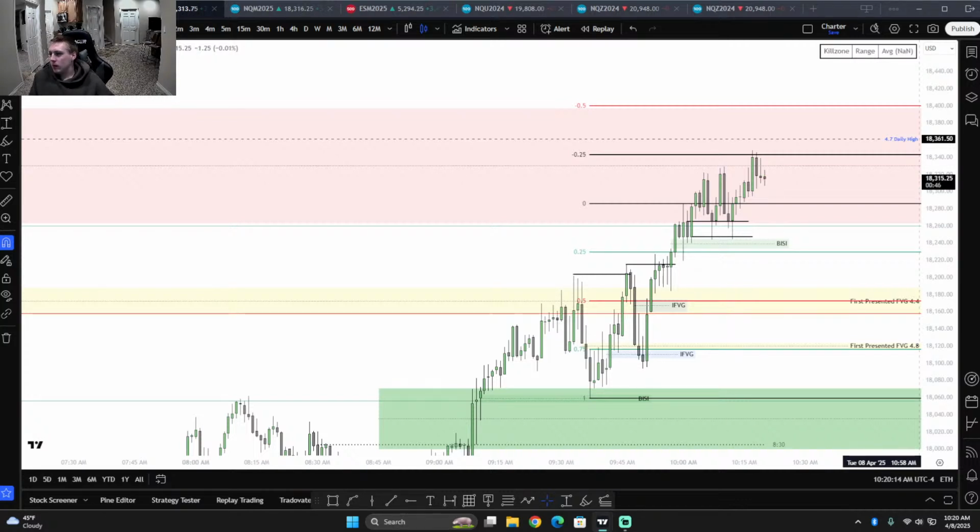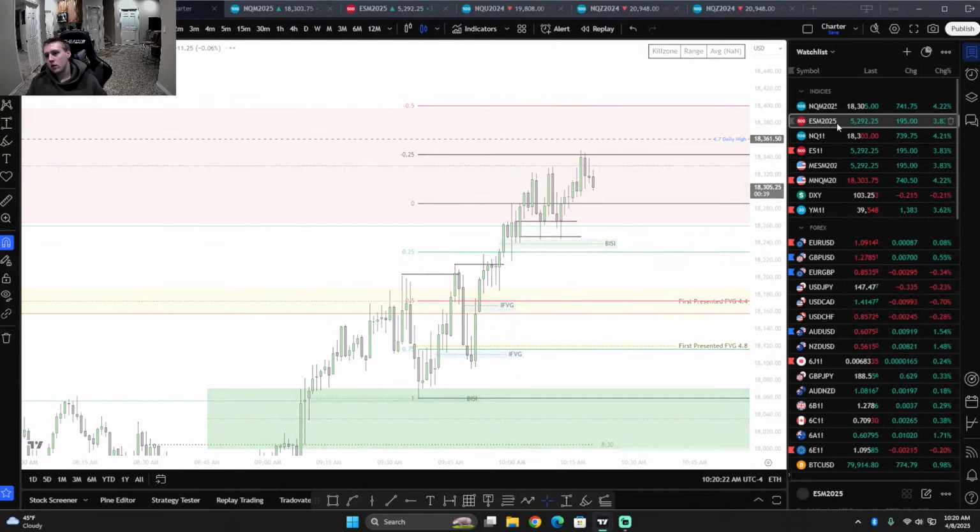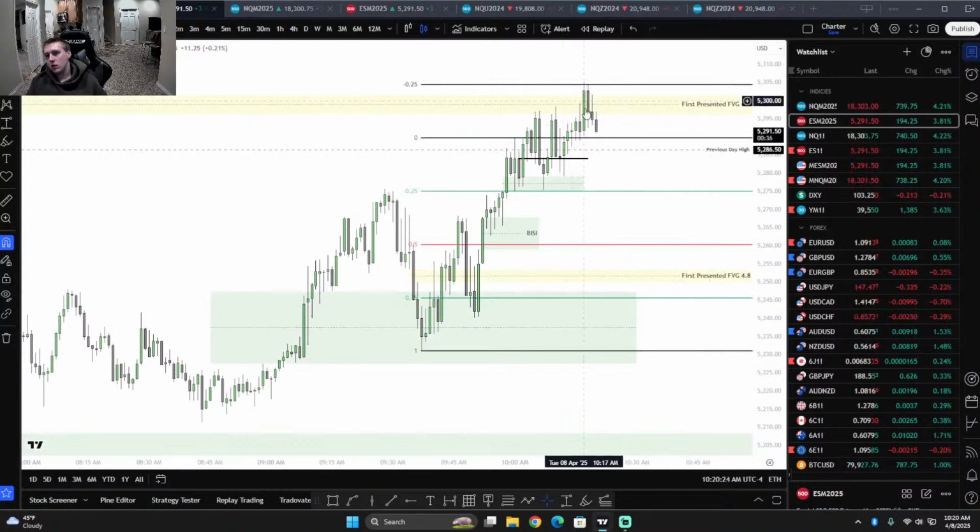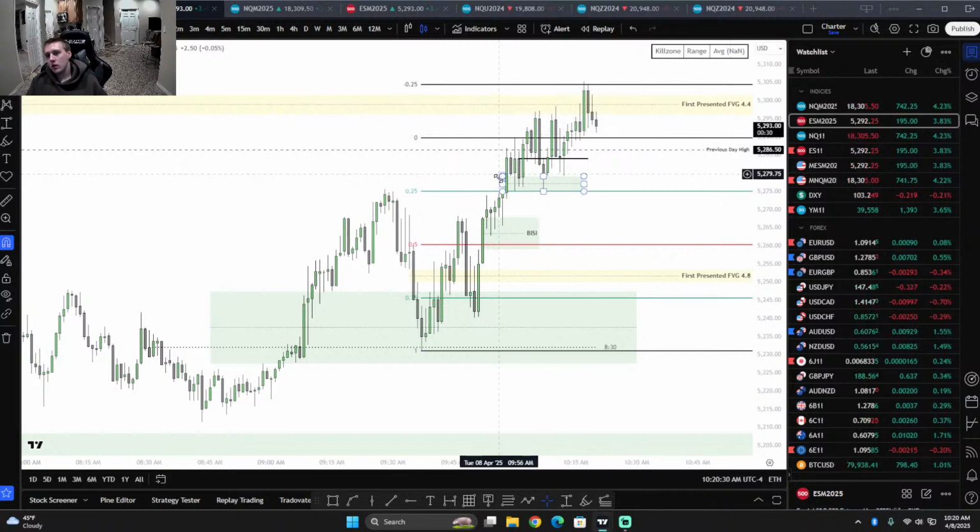See, ES did trade above that first presented fair value gap finally, but now we're back below it. We just hit that projection. There is not a single inefficiency within this leg.